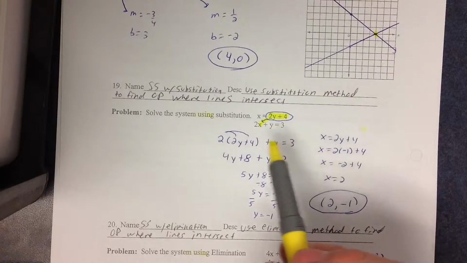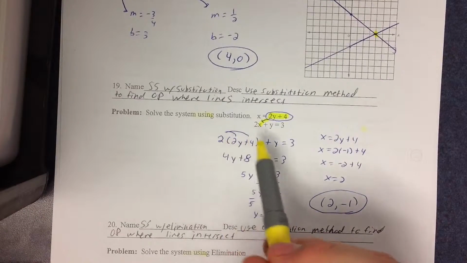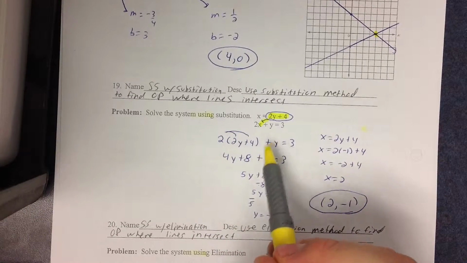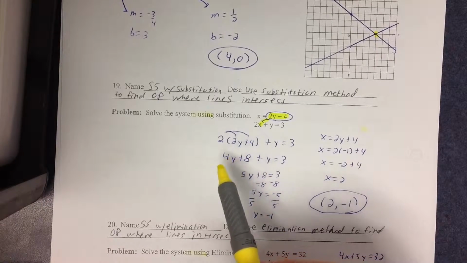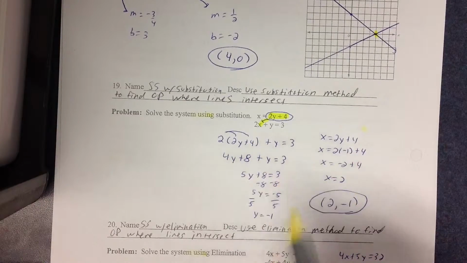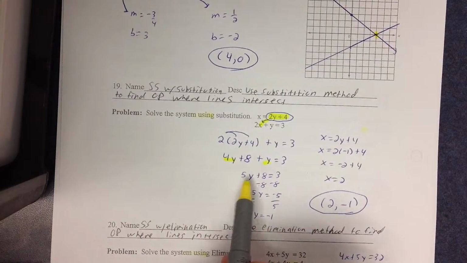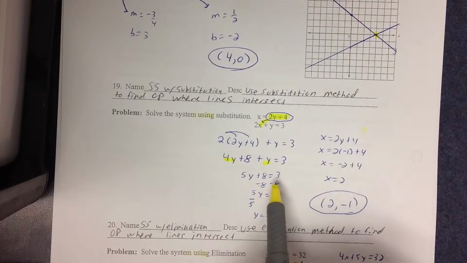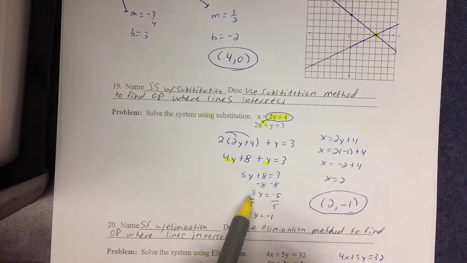Then it's just a multi-step equation, so I distribute. 2 times 2y is 4y, 2 times 4 is 8, plus y equals 3. So then I got to combine my like terms, so 4y and 1y is 5y, plus 8 equals 3. Here's my variable, so I got a minus 8 from both sides, which gives me 5y equals negative 5. Divide both sides by 5, y equals negative 1.